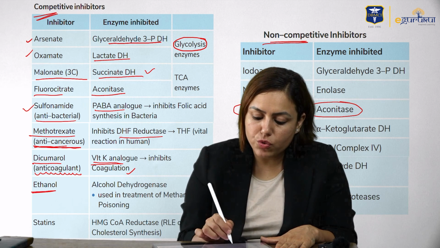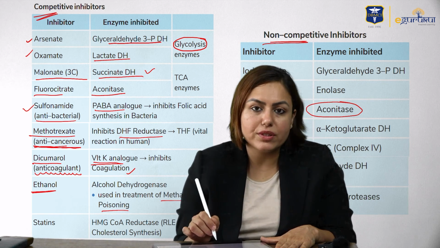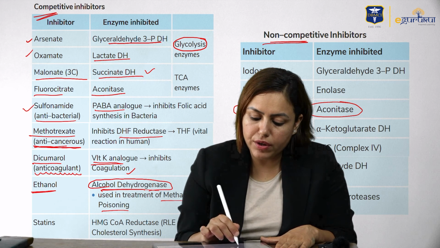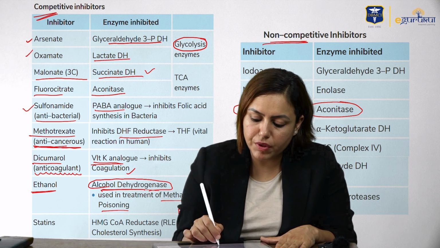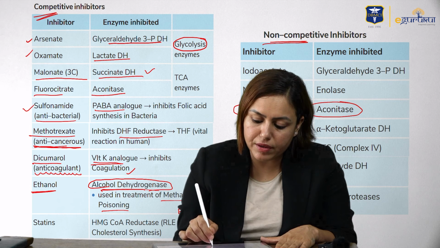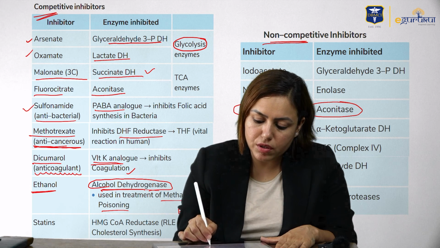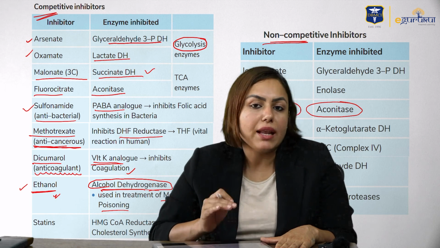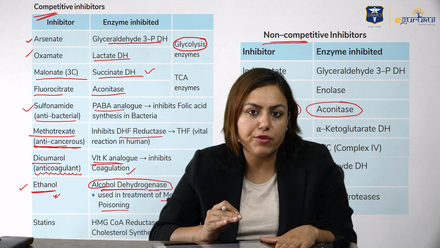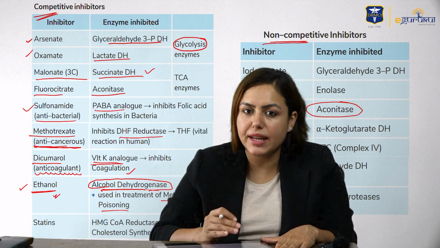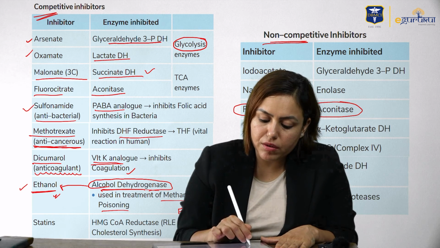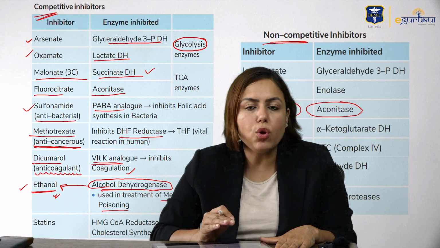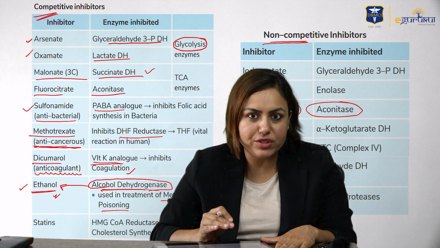Vitamin K is in coagulation, so dicumarol acts as anticoagulant. Then ethanol is used in the treatment of methanol poisoning. Because in methanol poisoning, enzyme involved is alcohol dehydrogenase, which converts methanol to formaldehyde, which is very toxic, right? So now we give ethanol as treatment. Alcohol dehydrogenase enzyme has high affinity for ethanol. Even if ethanol present in less amount, this enzyme will bind with ethanol and will form acetate, which is non-toxic. So ethanol used in treatment of methanol poisoning, right?